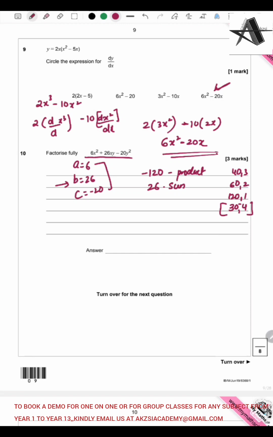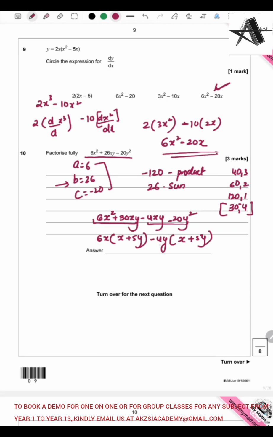So now we go by splitting the middle term. So writing 6x squared as it is, and how this is how we do by splitting the middle term. So 26xy can be written as plus 30xy minus 4xy minus 20y squared. Now same, we'll make the pairs. So on making pair, I can take out 6x as common. Inside will be x plus 5y. Here taking out 4y as common. Inside the remaining will be x plus 5y.